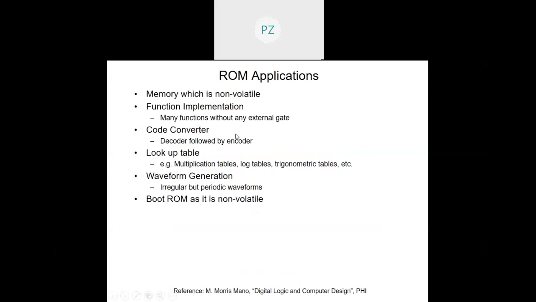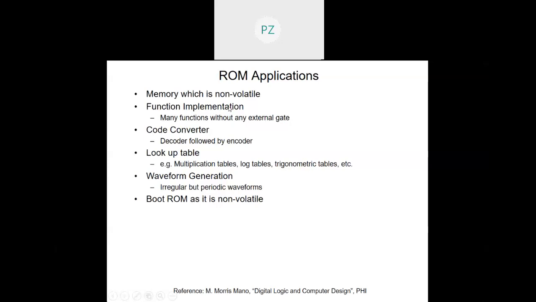This is a slide that I showed in the previous lecture also, and I have shown that ROM can be used as the memory or the storage, which is non-volatile in nature. Function implementation can be done using this, and in this sense it combines the advantages of function realization using a decoder and that using a multiplexer, right?